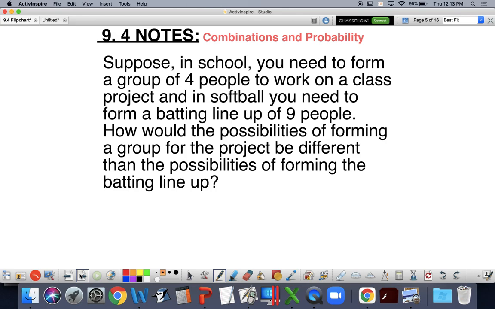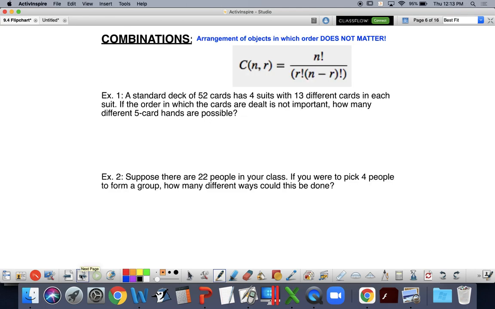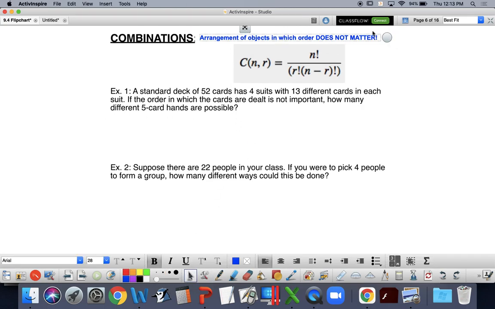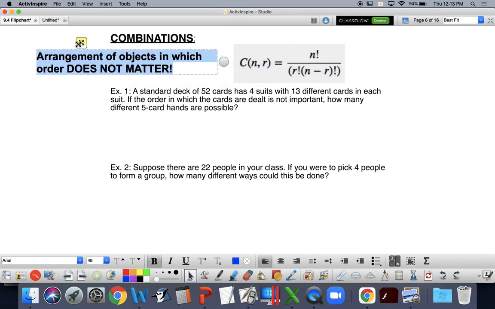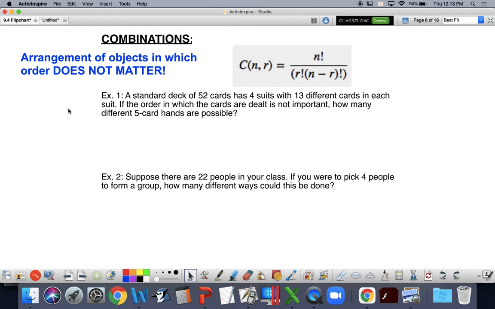So when order matters, you're going to use permutations. We just got done with permutations. It's all about when order matters. We're going to use combinations when order doesn't matter. So hopefully you can read that: an arrangement of objects in which order does not matter. And I did put the equation in there if you would like to copy that in. But we hopefully know how to find this on our calculators, so we will use our calculators to calculate this for us.